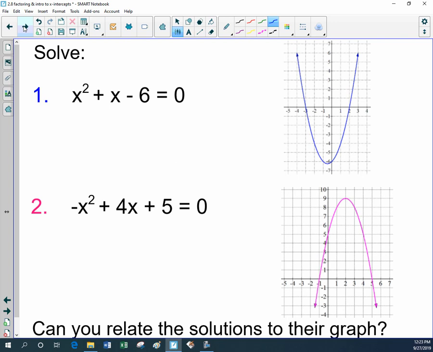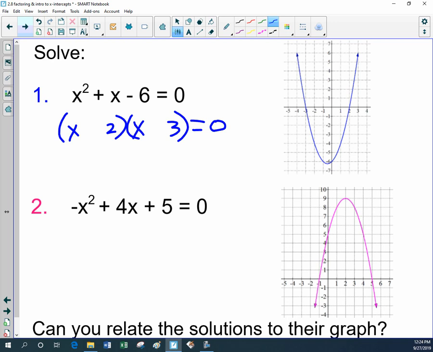Okay, so now what we're going to talk about today is we're going to go one step further from what we did the last time when we were solving. We're going to talk about the correlation between the solutions and where the graph crosses the x-axis. So on this first problem, hopefully this is an easy one to factor for us. Factors of x squared: x and x. It's going to be 2 and 3.